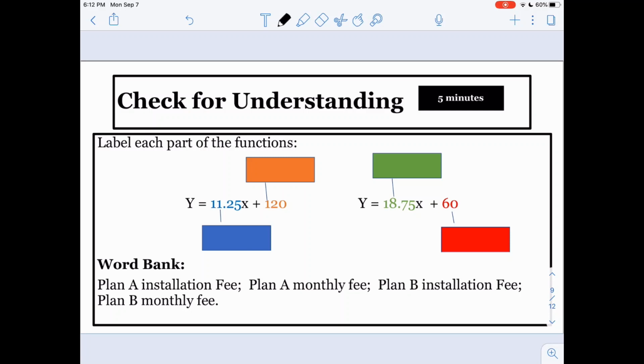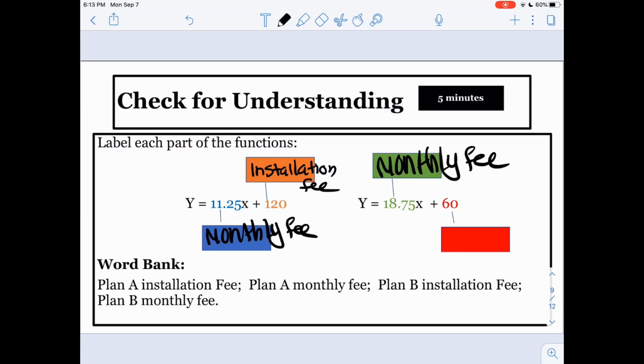Let's check ourselves. Label each part of the functions. Pause the video for 2 minutes while you complete this task. All right, hopefully you labeled 120 as an installation fee, $11.25 as a monthly fee, $18.75 as the other plan's monthly fee, and then $60 as the other plan's installation fee.